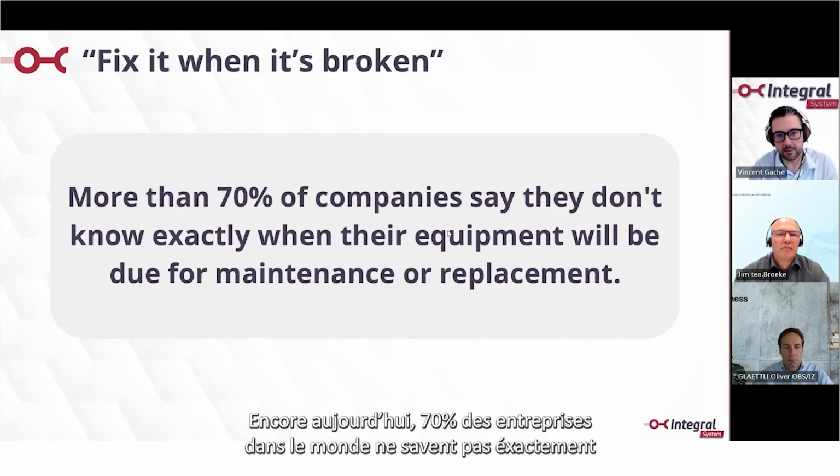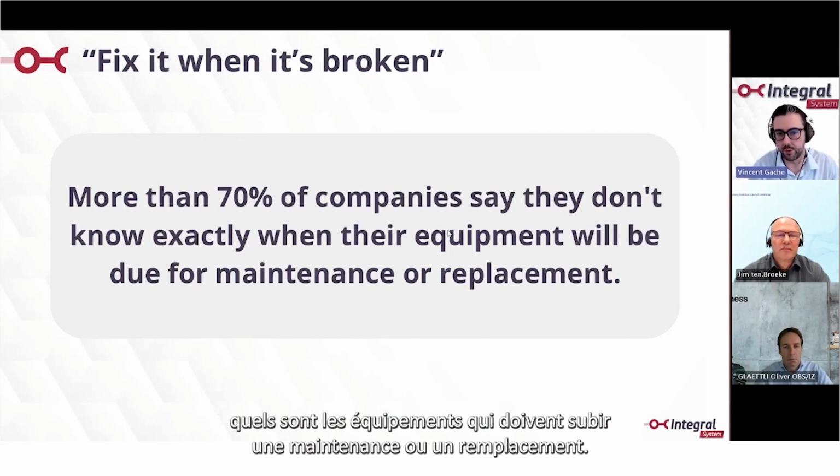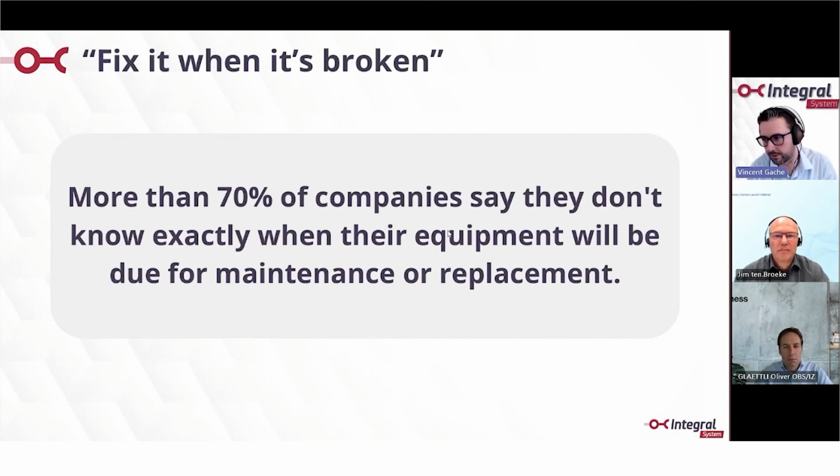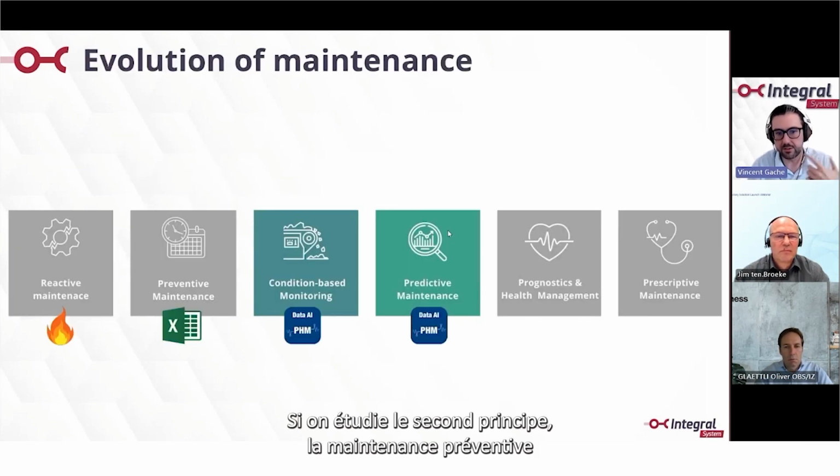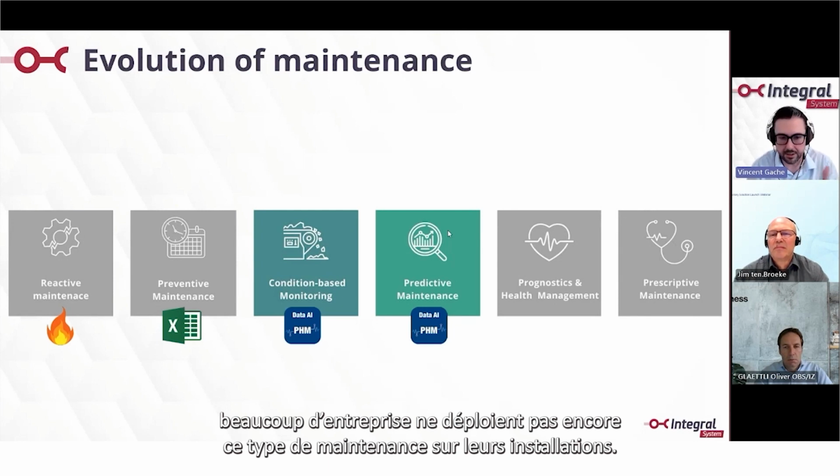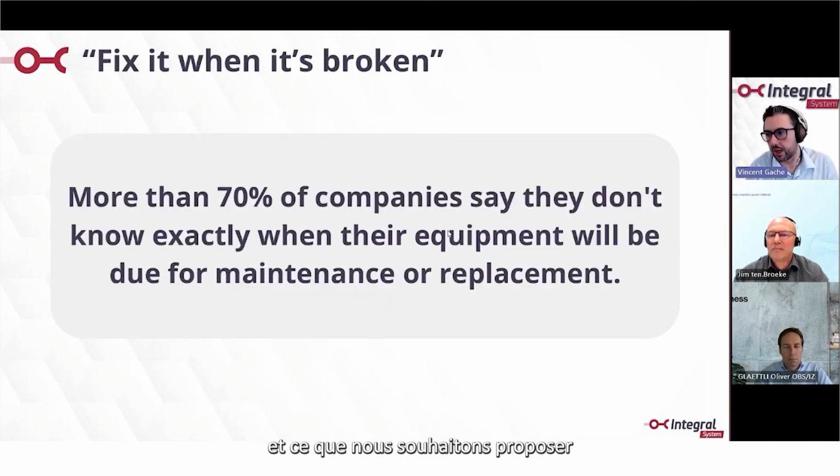Right now, more than 70% of companies in the world say they don't know exactly when their equipment will be due for maintenance or replacement. So if you check the preventive maintenance, most of the companies are not at these steps. And what we want to address with the solution we are presenting today is to say, let's jump to predictive maintenance in one step.